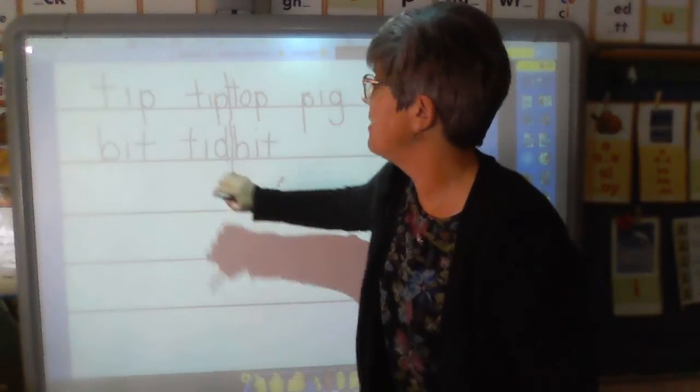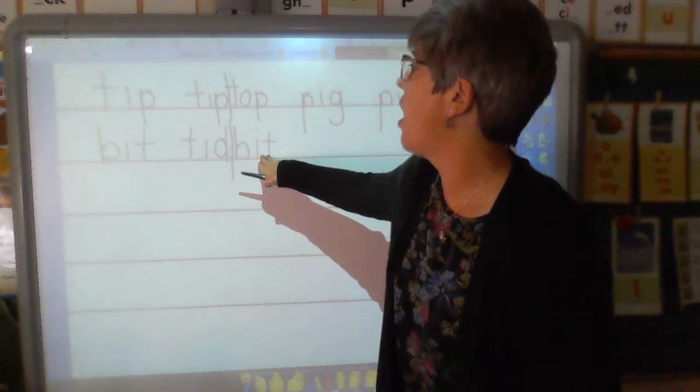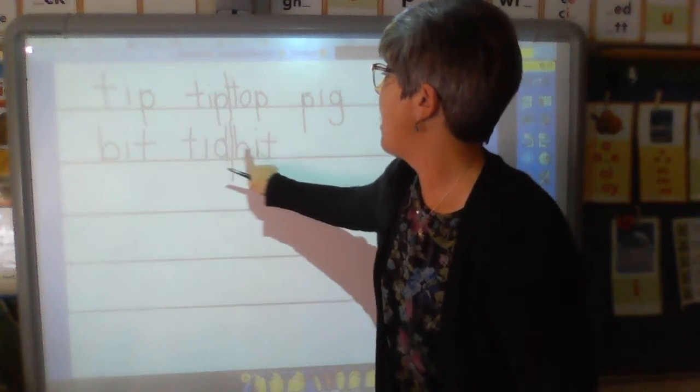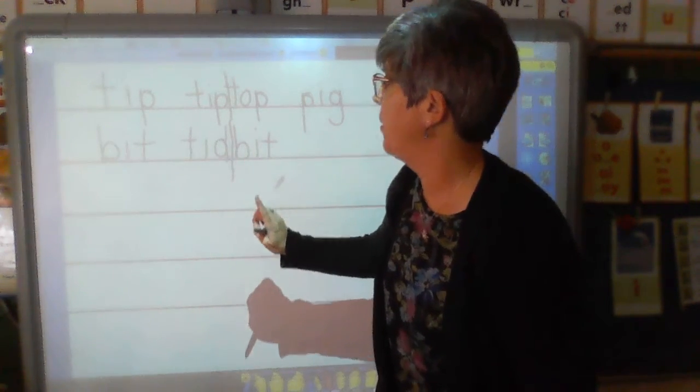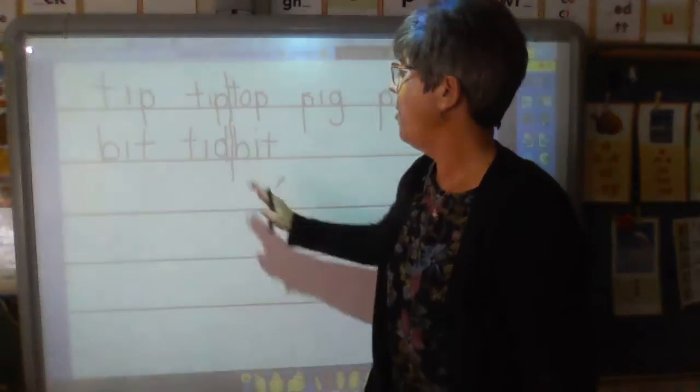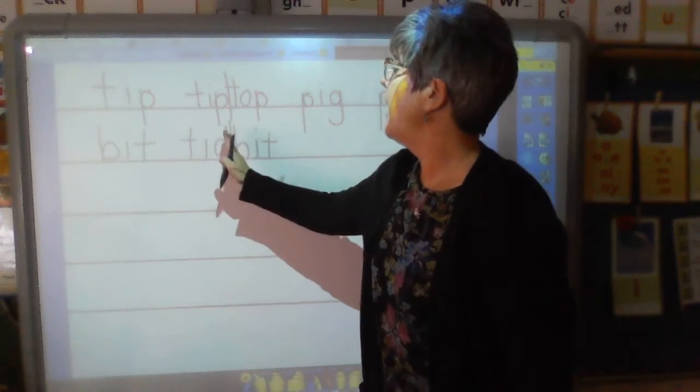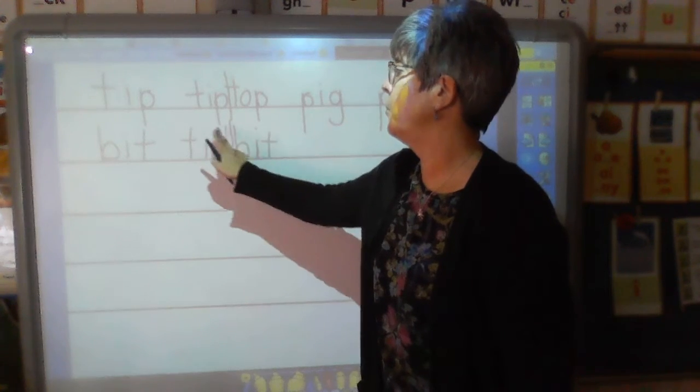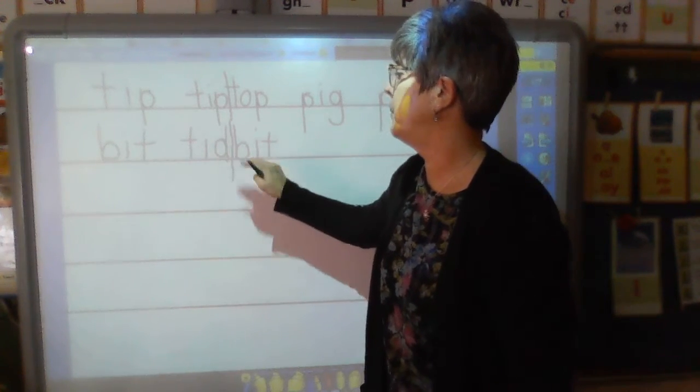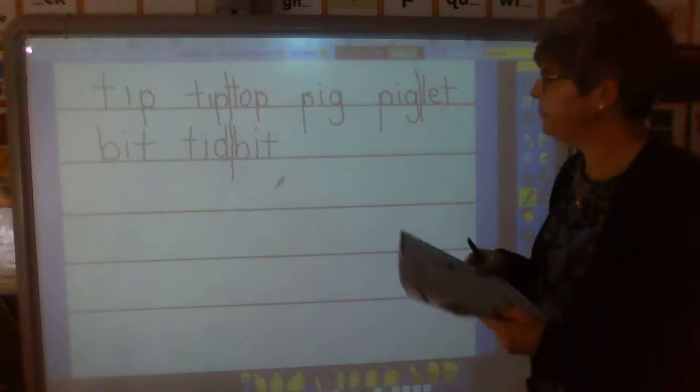Tid has a short I sound. Bit has a short I sound. Both of those I's are being made a short vowel because they're followed by one consonant. If the last letter in that first syllable is a consonant with a short vowel, this is a closed syllable, this is a closed syllable.